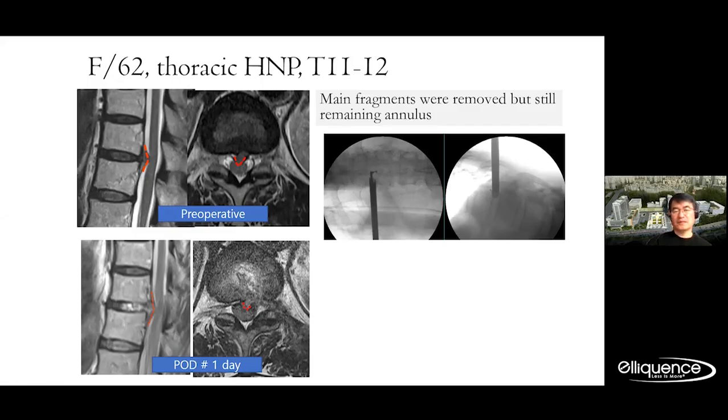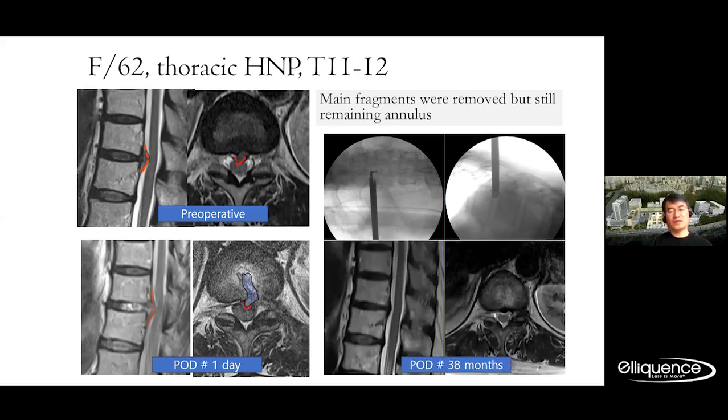Of course, the patient's symptom had been improved because the main part of the disc herniation already extruded, right? But the post-op MRI didn't look as beautiful as in the lumbar spine or cervical spine. Of course, this patient has the remodeling of the annulus after 38 months, follow-up MRI done, right?